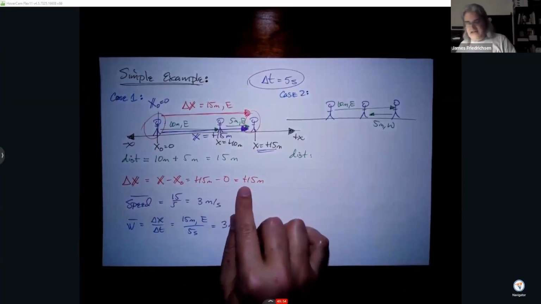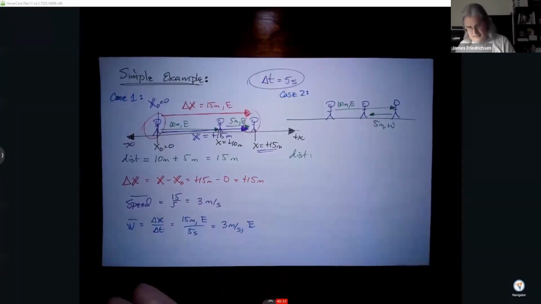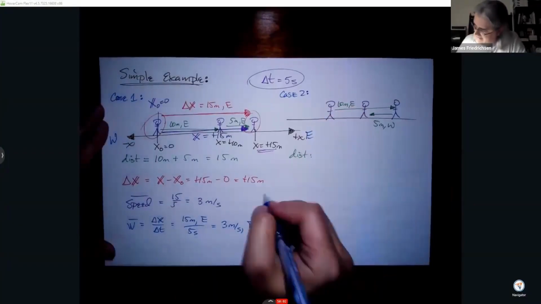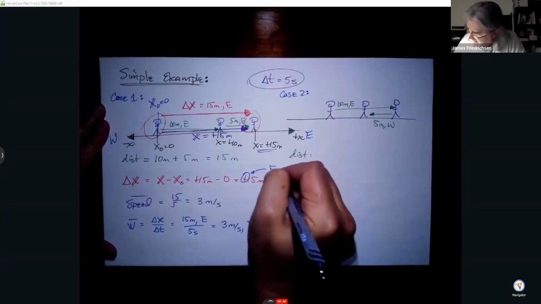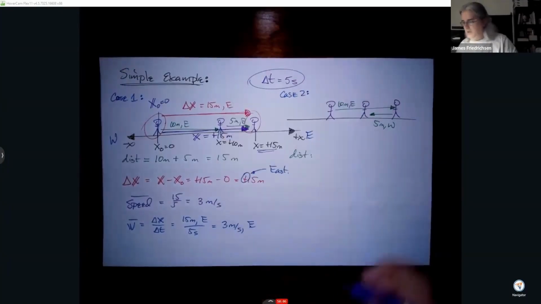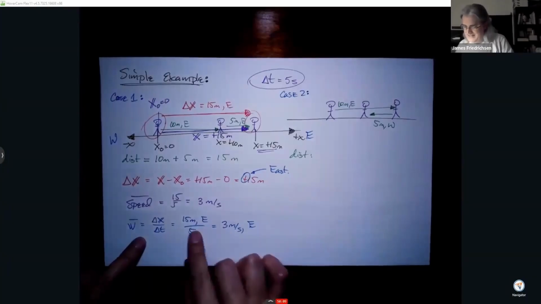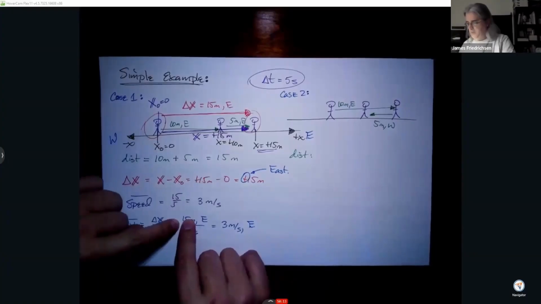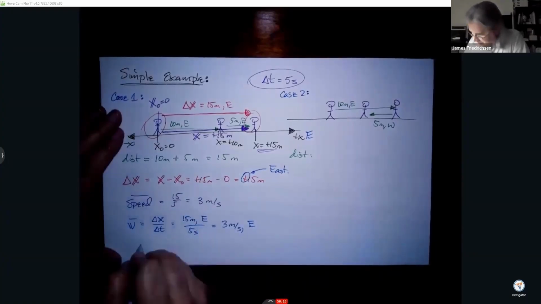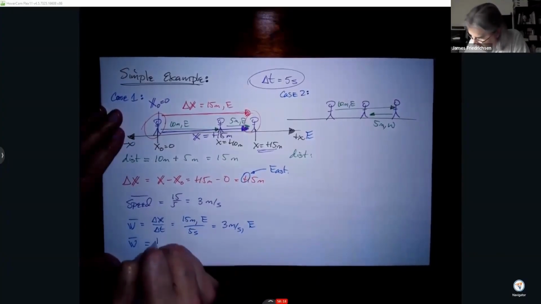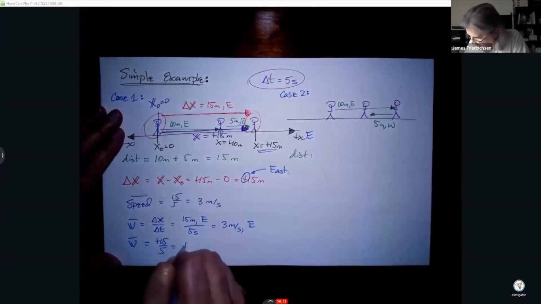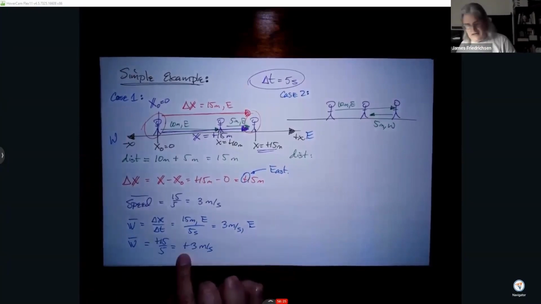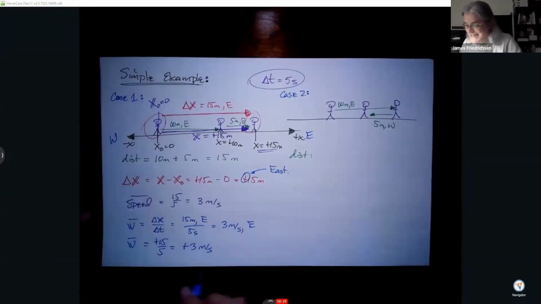And then the positive sign would tell us the direction in this particular coordinate system, which would be that this was west, this is east. So this is going to tell me that it's east, just like we already knew. And in calculating this average velocity, what we would do differently is just do plus 15 divided by 5, which gives us plus 3 meters per second. And then, of course, that positive sign would be interpreted as the east direction.